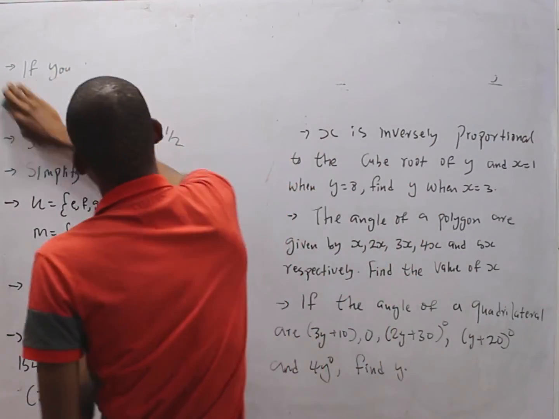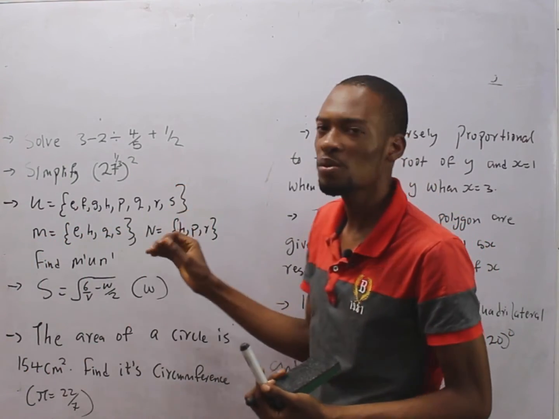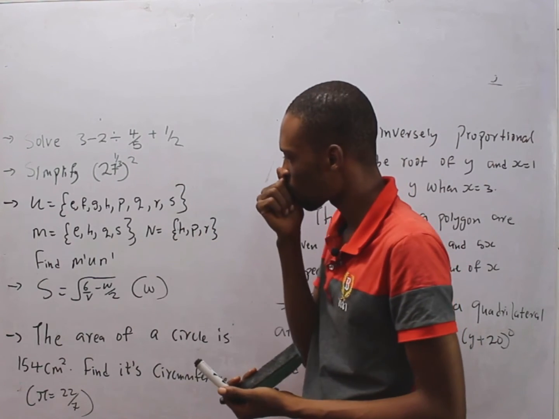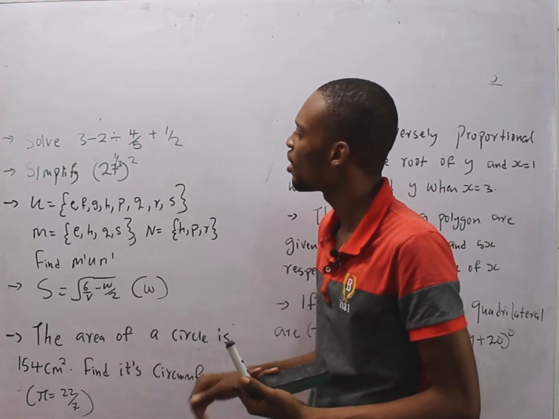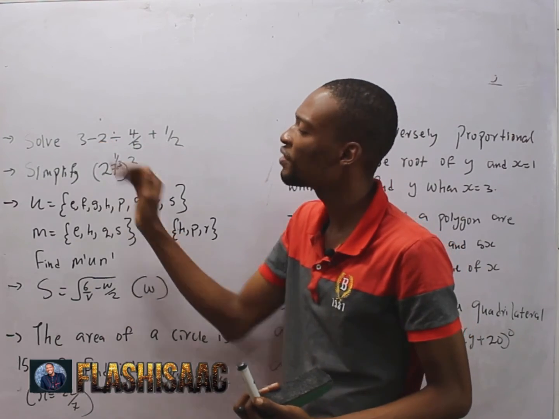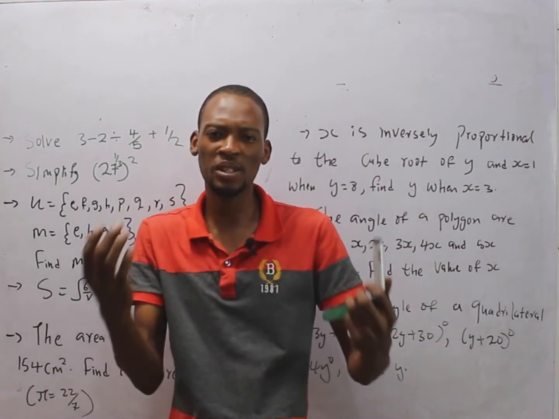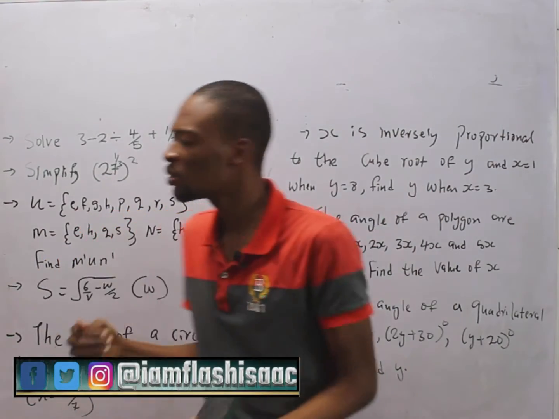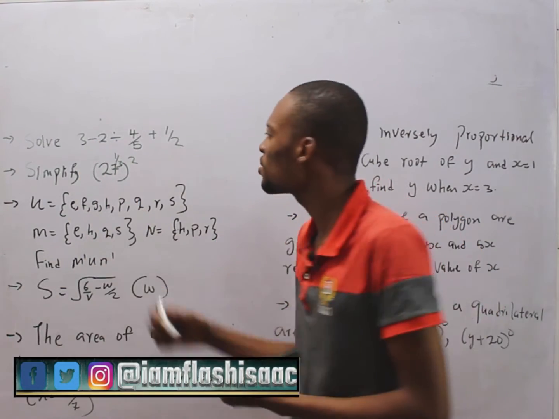And in the next question, we are asked to solve 3 minus 2 divided by 4 over 5 plus 1 over 2. Something is important in this question. We have addition and subtraction mixed with division. Anytime addition or subtraction is mixed with multiplication or division, you don't go ahead to say 3 minus 2. No, we use BODMAS.